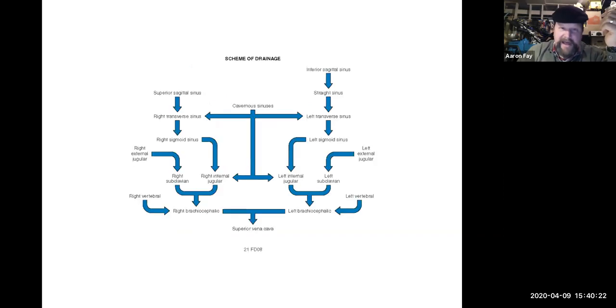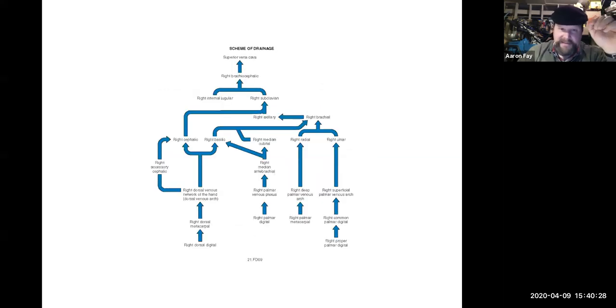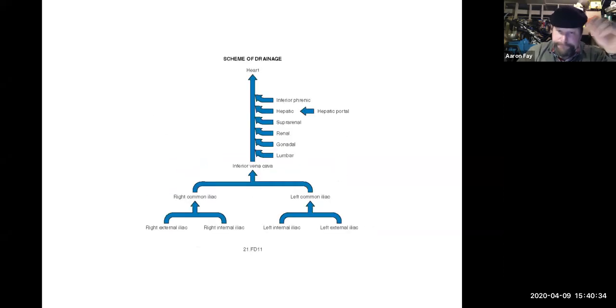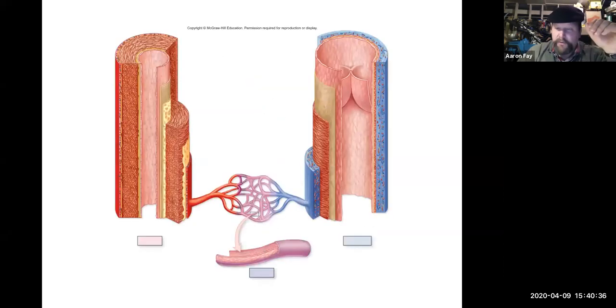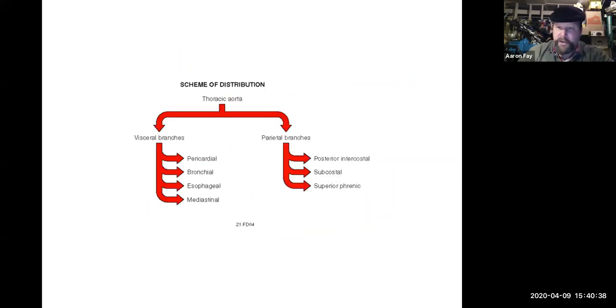I also have ones for the veins. So here we have draining blood out of the brain. You can see we have the dural venous sinuses. We can have what would appear to be drainage of the upper limbs. Right, and you can just go through all these structures on your own.